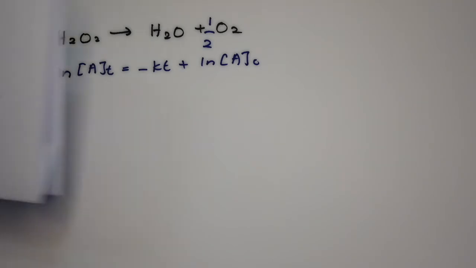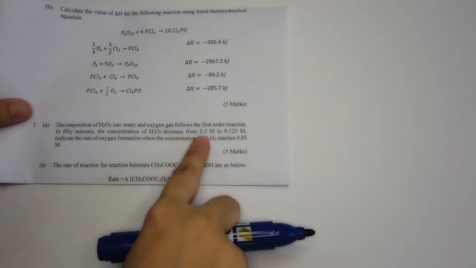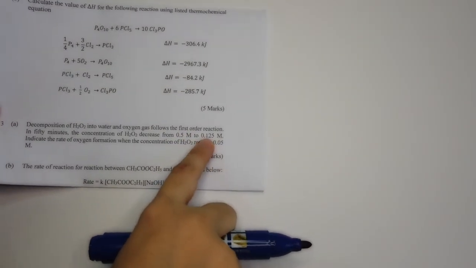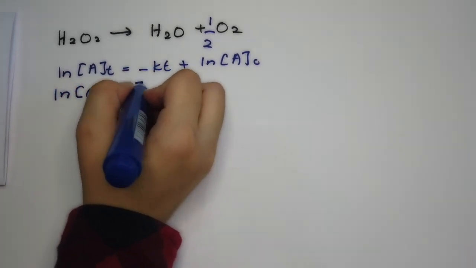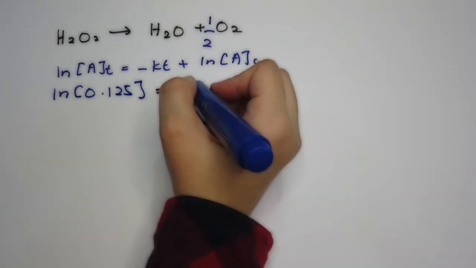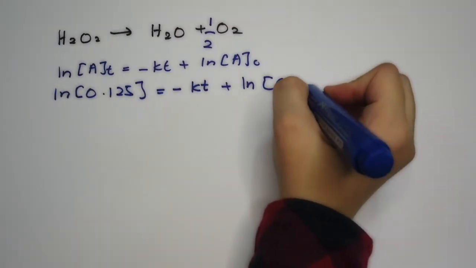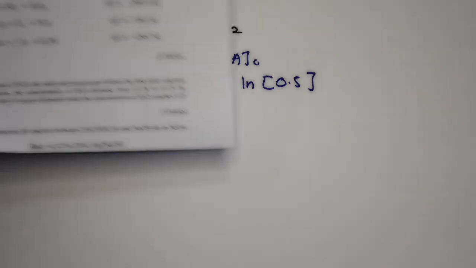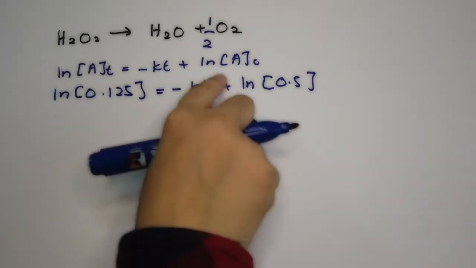So in the question, what else? In 50 minutes, the concentration of H2O2 decreased from this molarity to this molarity. So 0.125 is At. So ln 0.125 equals negative Kt plus ln, what is your A naught? Your A naught is 0.5. What are the other things that you have in the question here? In 50 minutes, so your t is 50.